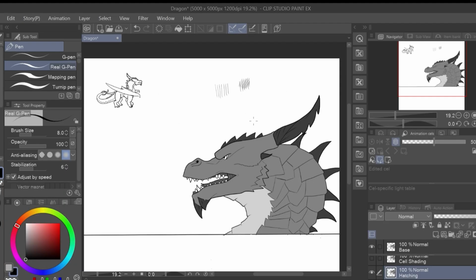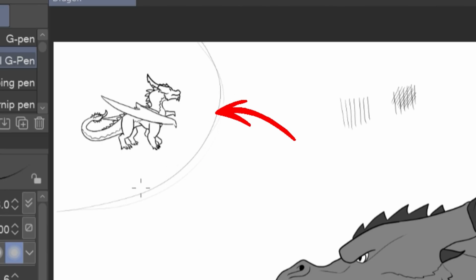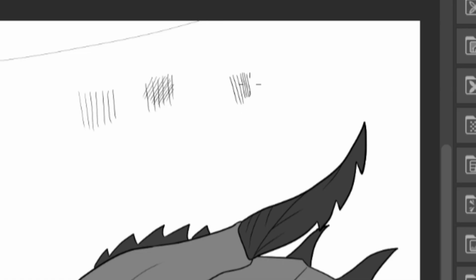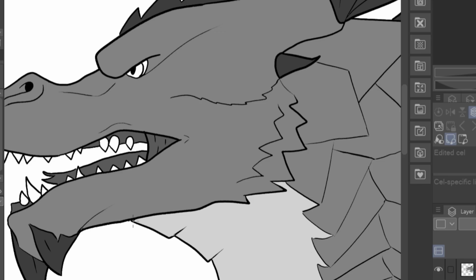But before we start hatching the face of the dragon, we must first determine the source of light, which in this case will be the small dragon up in the corner here. Something to keep in mind while hatching is gradient. This crosses over to cell shading too, but we'll get into that later. Gradient is essentially making something go from light to dark or dark to light gradually. I generally like using gradients under the neck area and on the eyes.